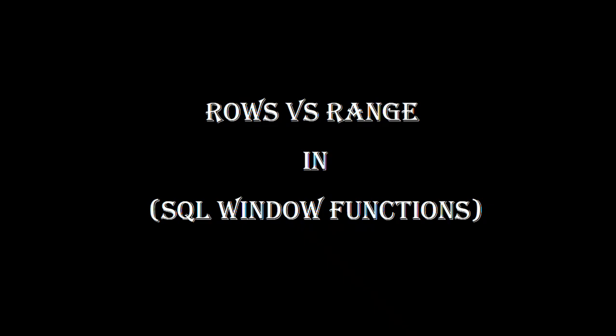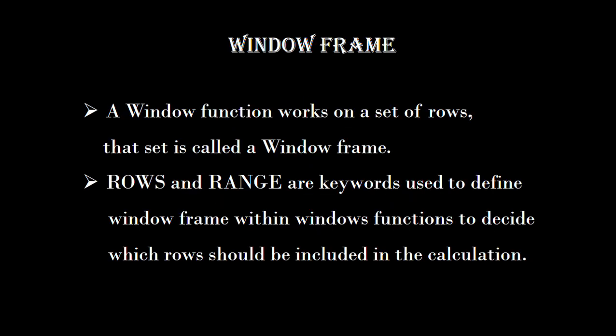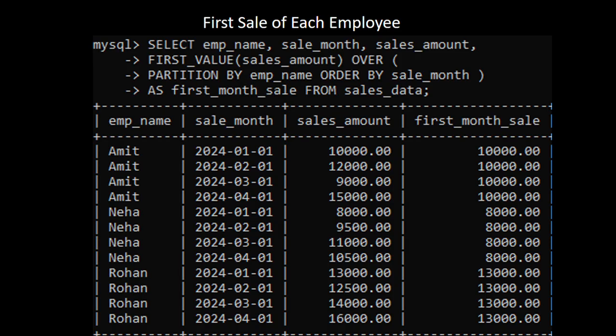This is Anusha. In today's video, I will be discussing when to use rows versus range in SQL window functions. A window function works on a set of rows, and that set is called a window frame. Rows and range are keywords used to define window frames within window functions to decide which rows should be included in the calculation. So let's see how these window frames work using some window functions.